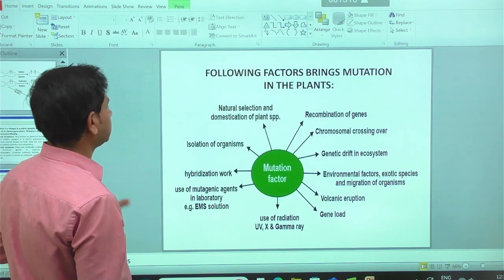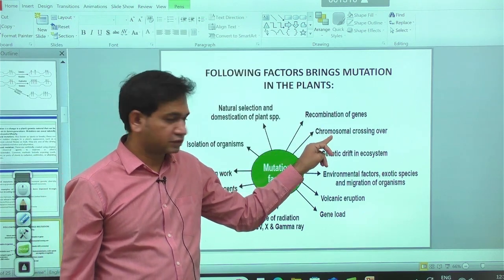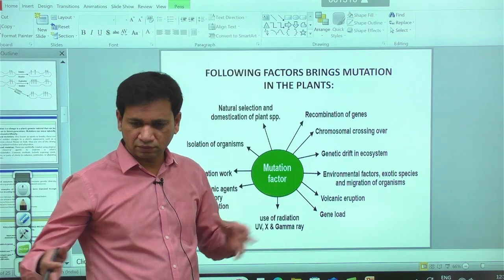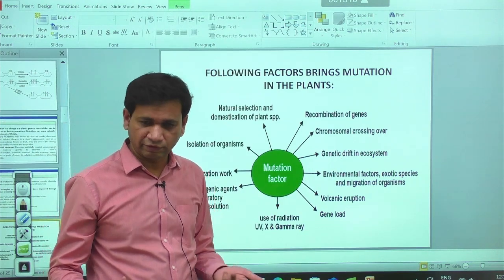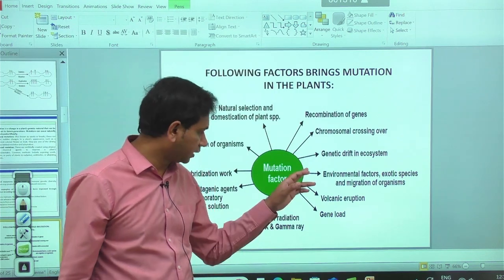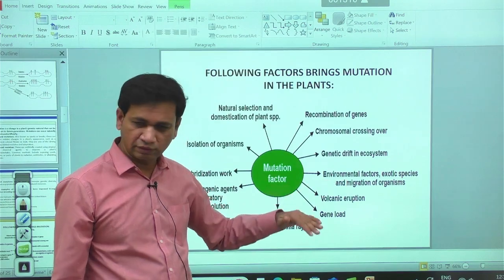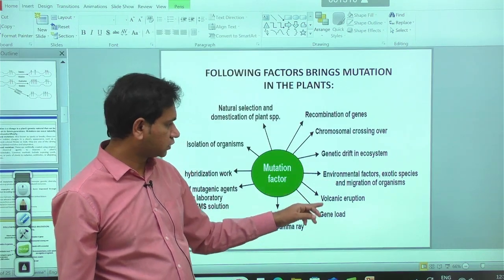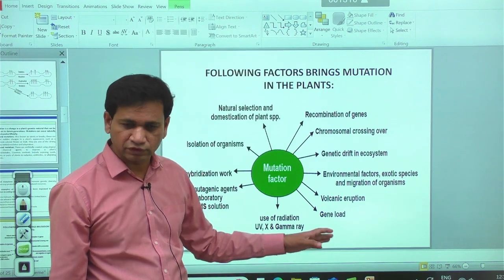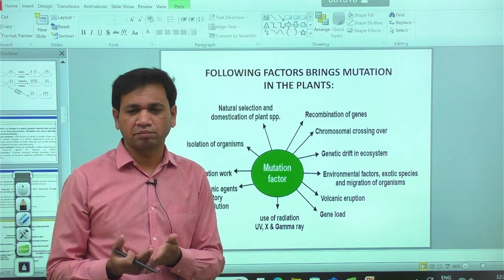So we said the following factors. One is chromosomal crossing over, a mechanism. Then genetic drift in the ecosystem. Drift, meaning earthquake, is one factor we can say, right? In the ecosystem it can lead to changes in the organism. Then exotic species and migration of organisms from one ecosystem to another. Volcanic eruption can bring mutation, a natural force we say. Then gene load. Whenever you have overpopulation, sometimes changes can be possible.